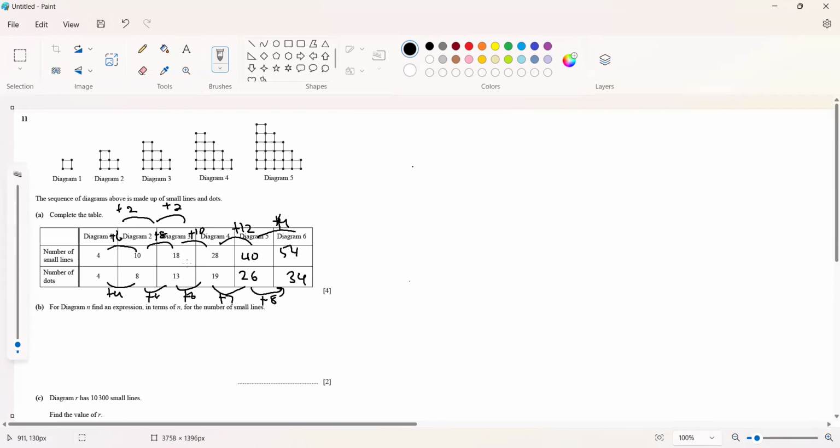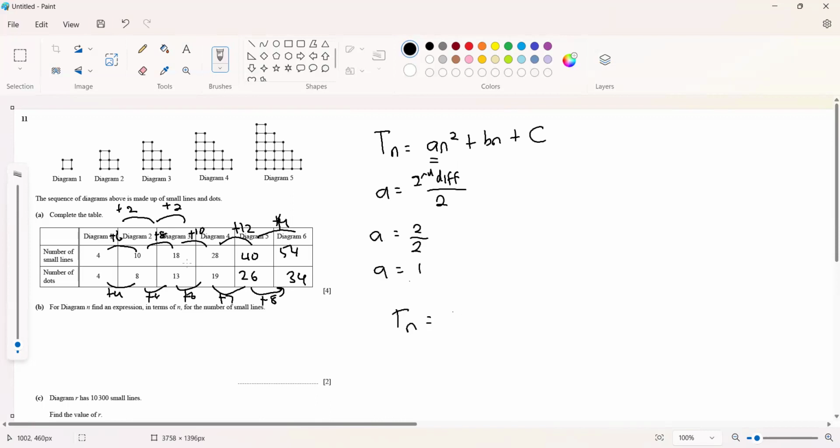So in this case, if you want to do the proper way, it will be Tn equals An squared plus Bn plus C. Right? This is the general formula. So to find A, it is the second difference over 2. So that is simply 2 over 2. A is 1. So Tn equals n squared plus Bn plus C.